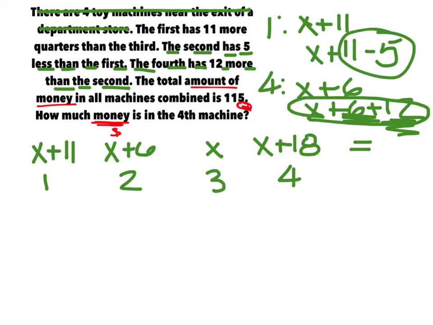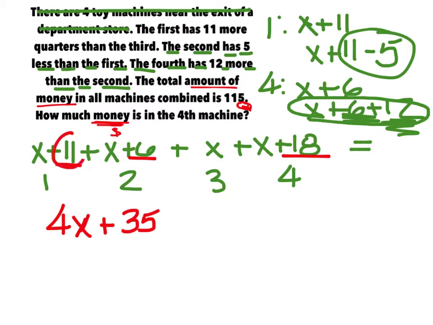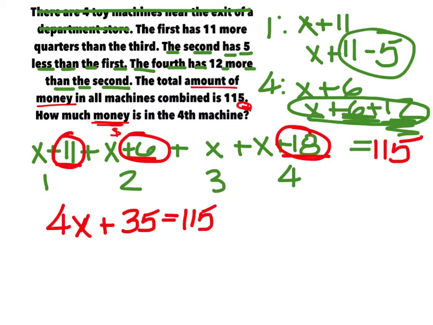What operation do I put between each expression? Addition. How many X's are in this equation? 4. 11 plus 6 is what? 17 plus 18. 35, yes. We get 35 from 11 plus 6 plus 18. And what do we set it equal to? 115, yes.